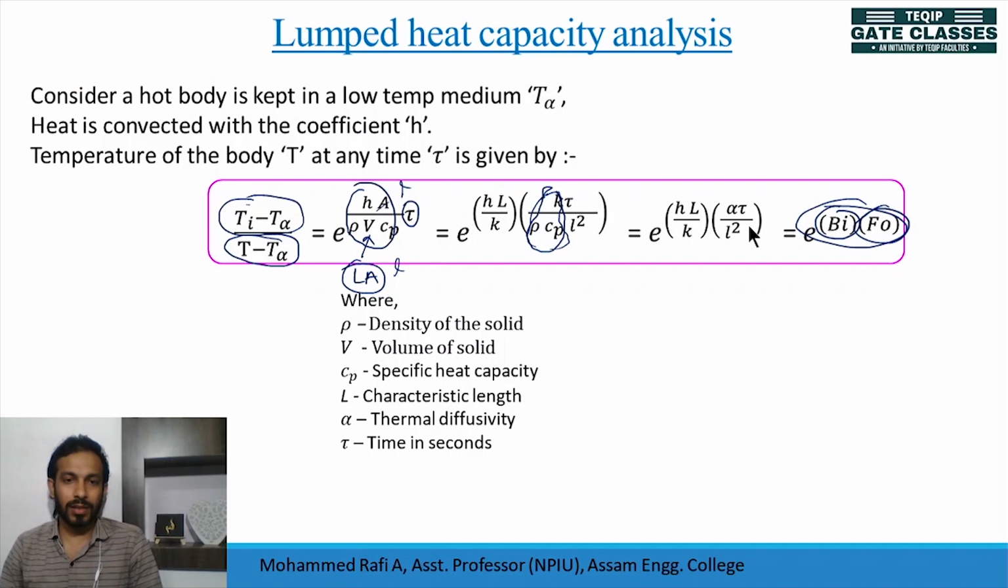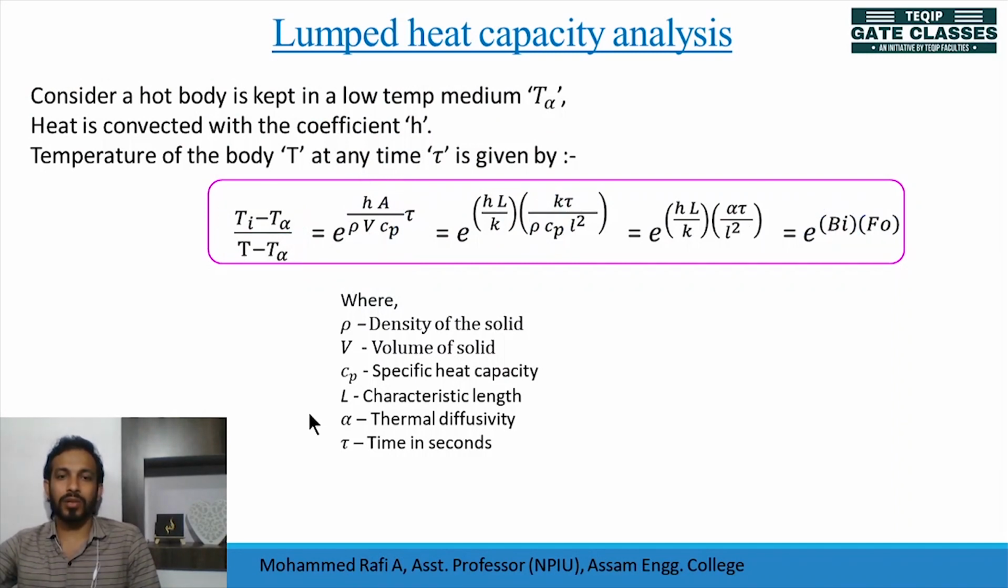So basically, this is the expression for a lumped heat capacity analysis. Everybody should take a screenshot and include it in your short note. I hope you guys are rigorously working on preparing the short note.